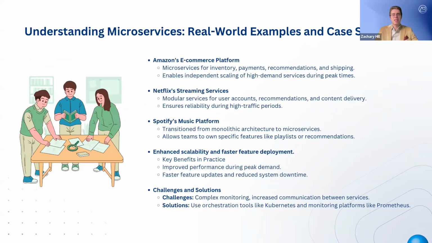Microservices are a key part of modern architectures, and real-world examples demonstrate their benefits. Amazon uses microservices to handle core functions like inventory, payments, and shipping. This approach allows services to scale independently, ensuring smooth operations during peak times like holiday sales. Netflix relies on modular services for user accounts, recommendations, and content delivery. This design enhances platform reliability during high traffic periods, such as the release of popular shows.